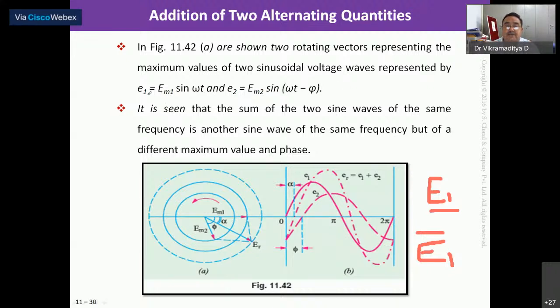For example, suppose I want to say what is the resultant of these two, then again I have to obey the vector law only. So the phasor law is nothing but the vector law only, but these two quantities are different quantities.